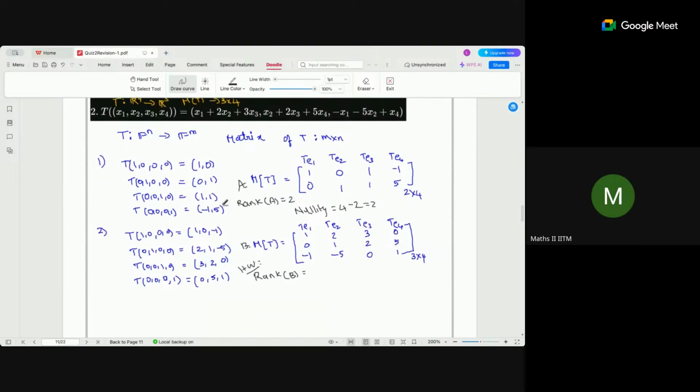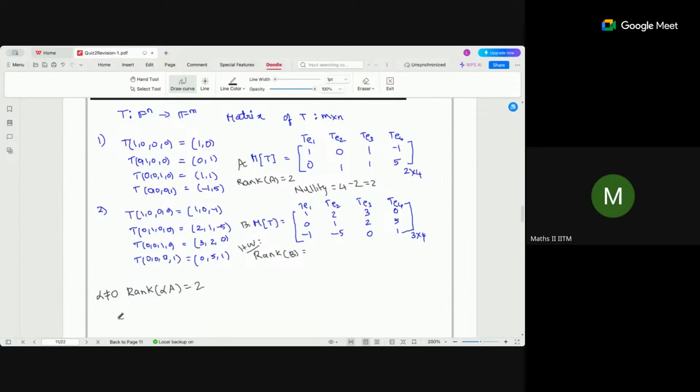Now one small observation we can make. Can you tell me the rank of alpha A, where alpha is non-zero? Take this A or any A. What is the rank of alpha A? Also 2, right? So multiplying by a scalar is not going to affect the rank of the matrix.